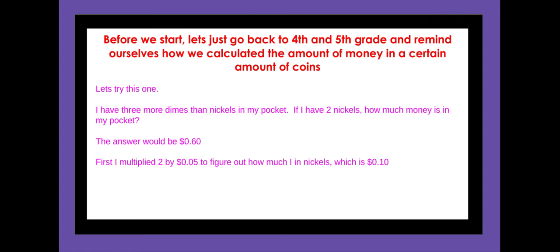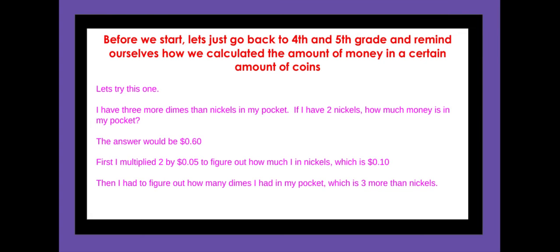So first I knew that there were 2 nickels in my pocket. So I multiplied 2 by 5 to figure out how much I had in nickels, which is 10 cents. Then I had to figure out how many dimes I had in my pocket, which was 3 more than nickels. So if I have 2 nickels, 3 more than that would be 5. So I actually have 5 dimes in my pocket.